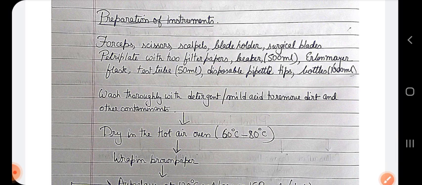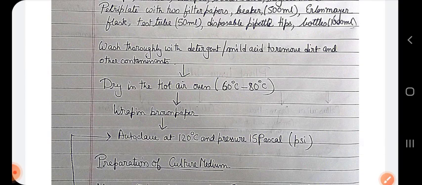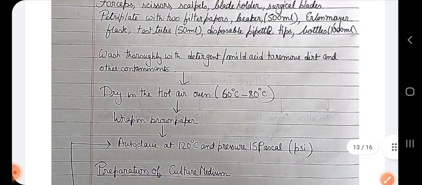Then we have to dry them in the hot air oven, the hot air oven whose diagram I showed you a little while ago, at 60 to 80 degrees Celsius, but generally we use 60 degrees Celsius, not more than that. Then wrap in brown paper and autoclave at 120 degrees Celsius with a pressure of 15 psi for 20 minutes. Okay, so this is the preparation of your instruments.